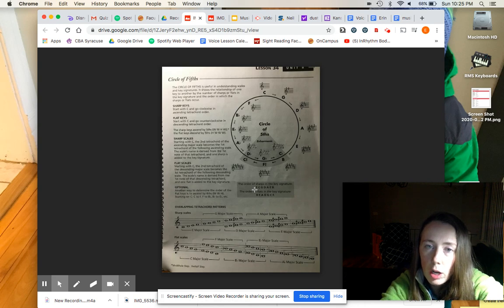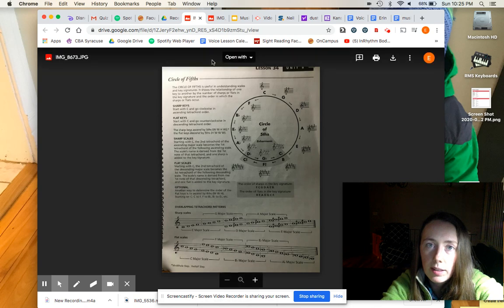So the order of the sharps is fat cats get drunk after eating breakfast, right? The order of the flats is the same thing, it's just the opposite way. So you will need this information on this page. There's just no exercises for you to do.